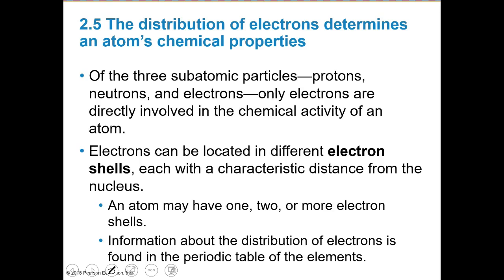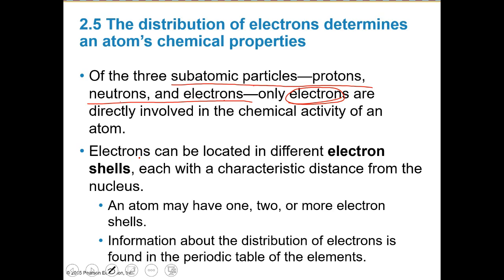Of the three subatomic particles, protons, neutrons, and electrons, to review, only electrons are directly involved in the chemical activity of an atom. They're the outermost thing. So the thing on the outside is what makes it react. If they're on the outside, they're the things that are going to bump into each other first. So that makes them the thing that does the chemical bonding, or is responsible for it.